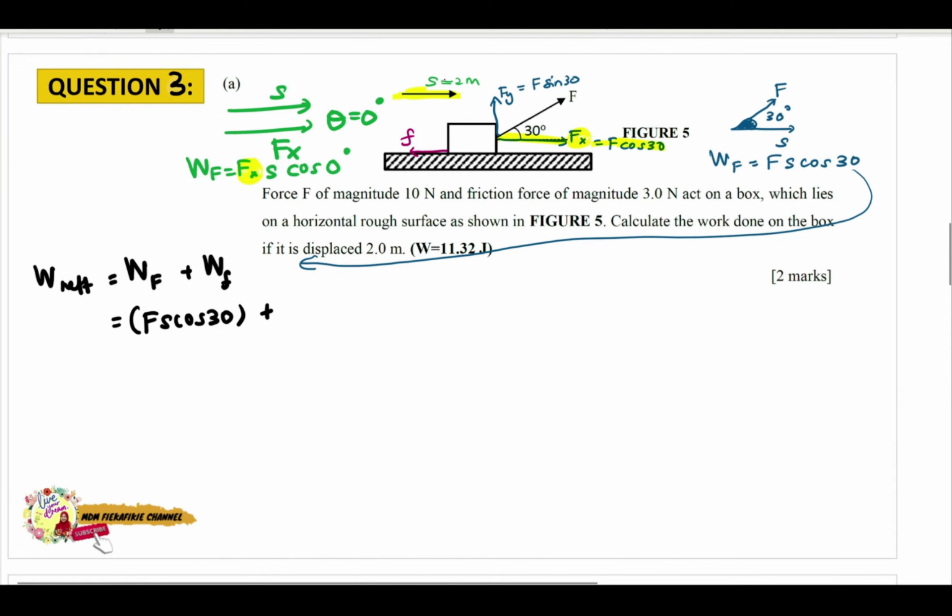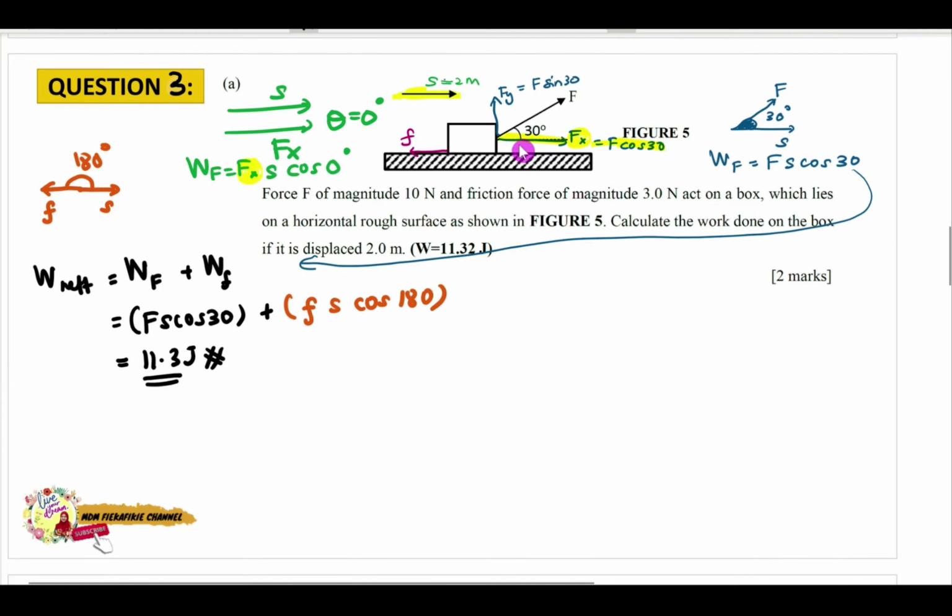Okay, what is the angle? Friction pergi ke kiri, S ke kanan, so angle mereka 180 degree. So plus friction S cos 180 degree pun boleh juga. Okay, so yeah, we just substitute all the values. You masukkan sajalah nilai dia tu. Nanti you akan dapat 11.3 joule.